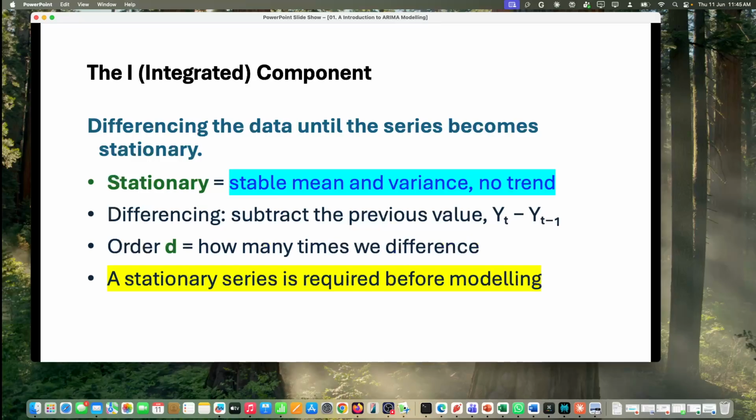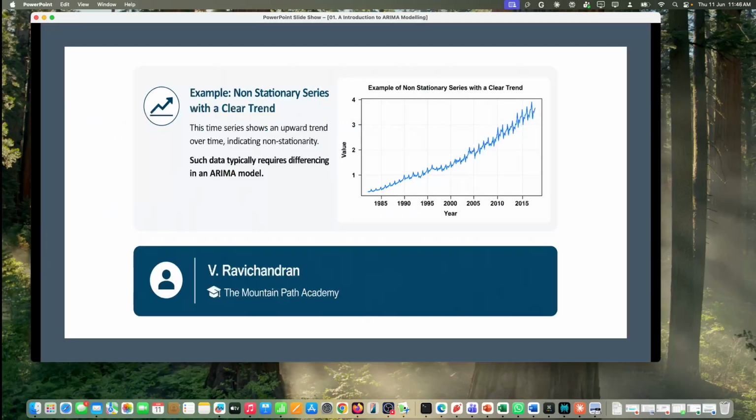So order D means how many times we do the differencing. Mostly D won't be more than 2. Most of the time, as soon as we do differencing once, the series becomes stationary. A stationary series is required before modeling, so it's a requirement for a basic ARIMA model.